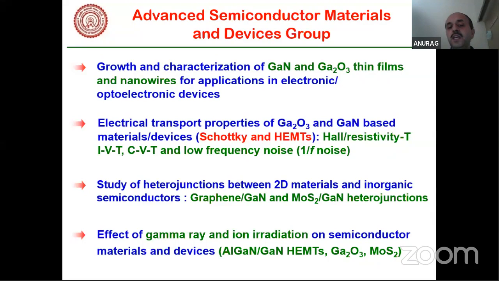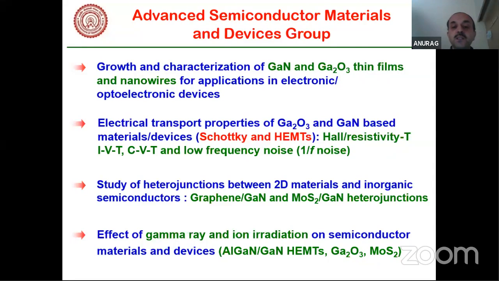We have studied everything using current-voltage, capacitance-voltage, and resistivity and Hall measurements. These are the measurements which we have done, apart from other investigations. We are also carrying out, with Dr. Yashpal Singh as one of our collaborators, a study on the effect of swift heavy ion irradiation on gallium oxide. There is a recent publication from his student on the effect of this ion irradiation on gallium oxide devices.